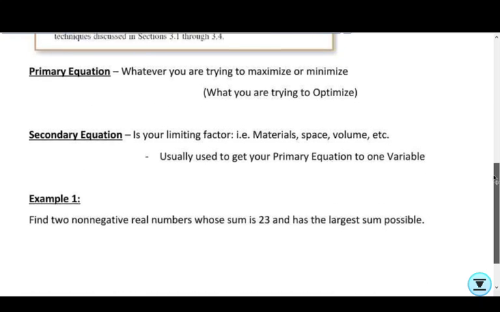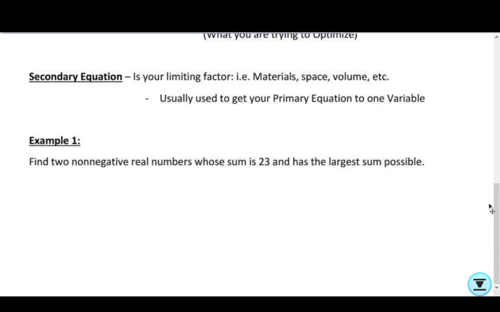So let's look at just a really easy example. Okay, so find two non-negative real numbers whose sum is 23 and has the largest product possible. Okay, so I'm going to pick x for my first number and y for my second number. Okay, just to keep it simple. I could use n1 or n2 or any kind of other variable if I wanted to.